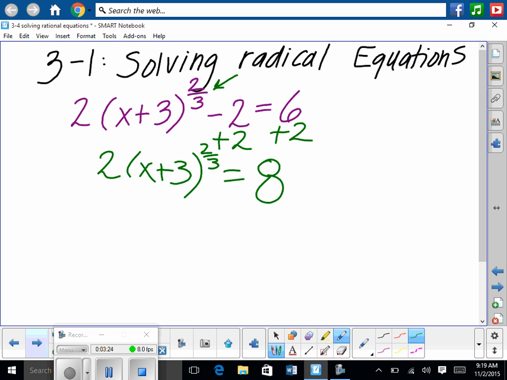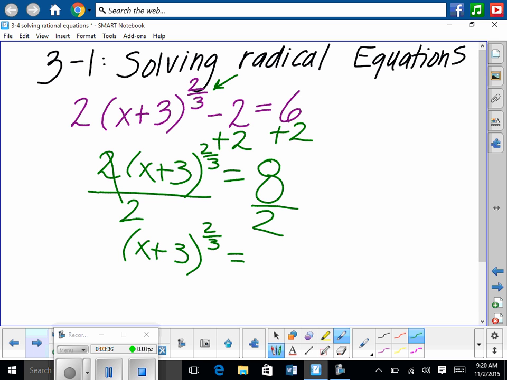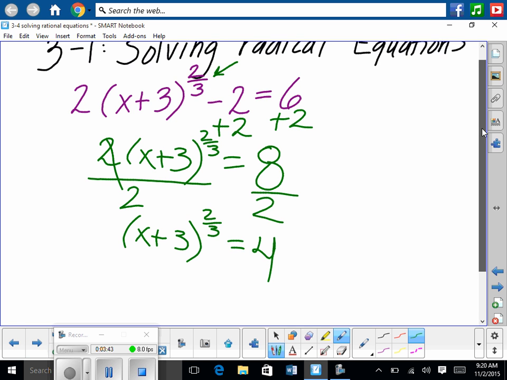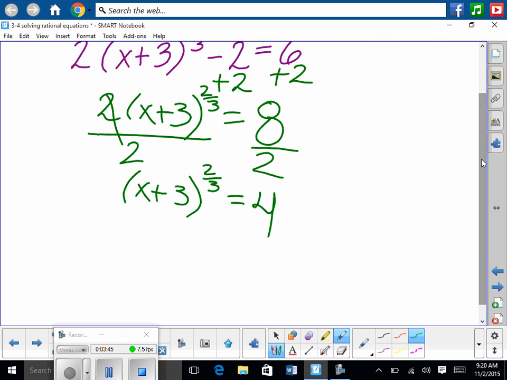And now we're solving the radical equation. Now first, what should I do? Good. Divide both sides by 2. I'm isolating the radicals. So that leaves you with x plus 3 raised to the 2/3 power is equal to 4. Everybody remembers doing this, right? Yes, Ms. Christensen, we remember. How could we forget such a fun thing?